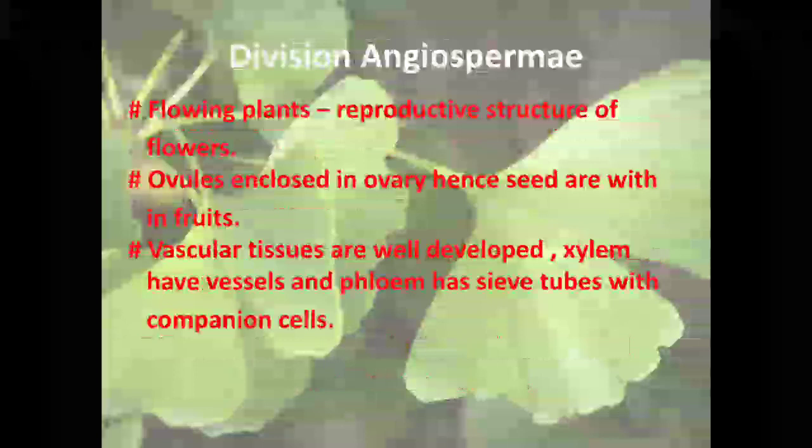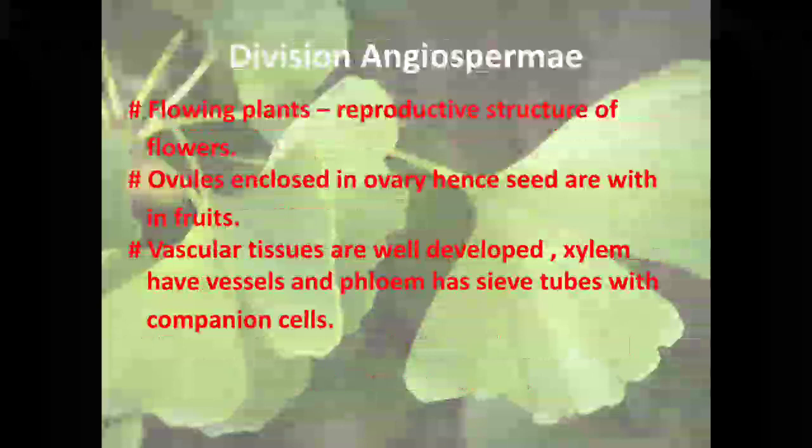Now the next division is known as the angiosperms. Angiospermy: angio means enclosed, spermy means seed. Seeds are totally enclosed in the seed coat. They are known as the flowering plants, a very huge and big division of the entire plant kingdom, and the reproductive structure is known as the flower. Basically, a flower is a modified shoot, as well as the reproductive structure of the angiospermic plant.